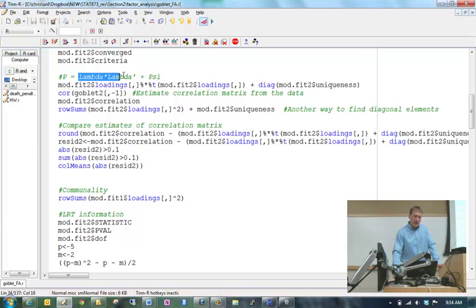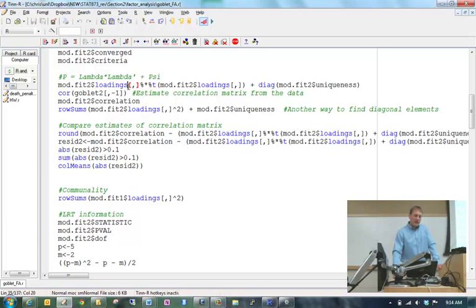Now, in order to find then the lambda hat times lambda hat prime plus the psi hat matrix, what I can do is I can go to a particular component that's in mod.fit2 called loadings. Now this is actually going to return a few different things to us. And the syntax is then kind of odd here, but in order to just extract the matrix itself, I do a bracket, comma, and bracket.